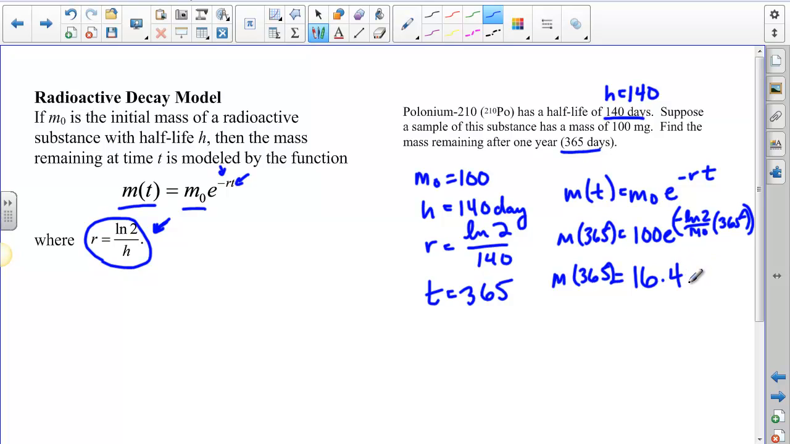We're talking about how much is left after 365 days, and so our answer is in milligrams. If you got something other than 16.4, you want to really check how you plug this into your calculator and see if you can adjust it so that it works out.